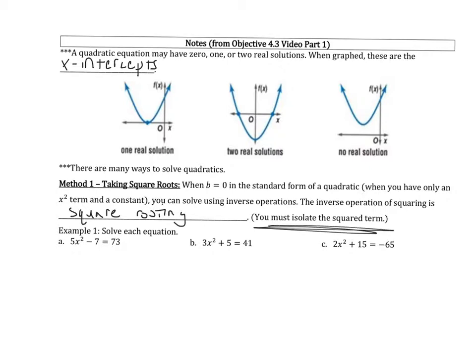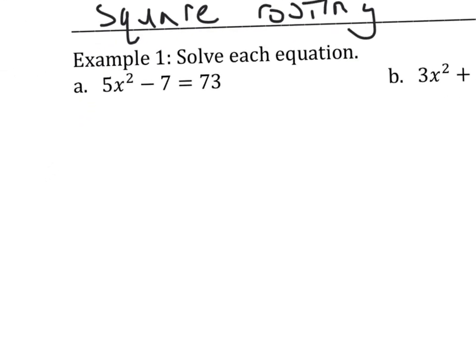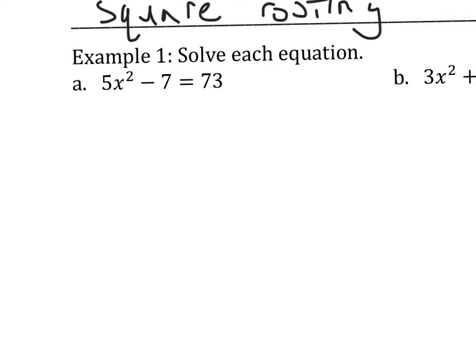Now, pay really close attention to this little note. You must isolate the squared term. So let's start with example A. Okay, we are trying to get the x squared term by itself. So we're undoing everything that is not the x squared term. So we're going to undo the 5, we're going to undo the negative 7. So what should we start with here? Well, let's undo the minus 7. We undo subtraction by adding. So we're going to add 7 on both sides. That cancels.